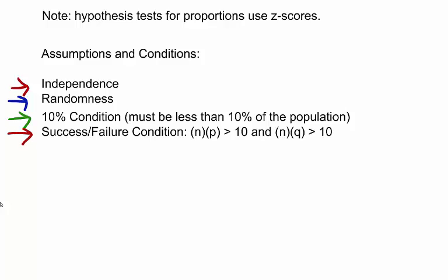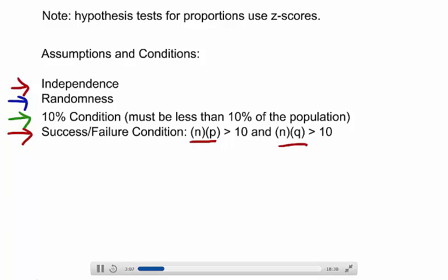Our success-failure condition. N times P must be greater than 10, and N times Q must be greater than 10. In other words, our sample size times the probability of success must be greater than 10, and our sample size times the probability of failure must also be greater than 10. Some textbooks may suggest that the success-failure condition dictates that N times P be greater than or equal to 10, and N times Q greater than or equal to 10. That's okay too.